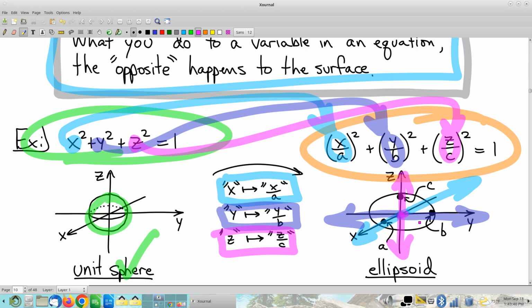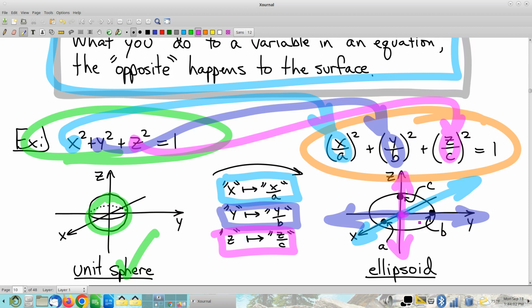So it's a really nice technique. It allows you to take things that look vaguely familiar but not quite exactly the same and use your existing knowledge to figure out what the resulting surface is going to look like.